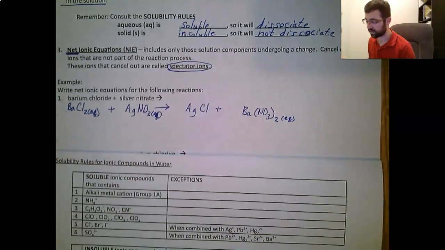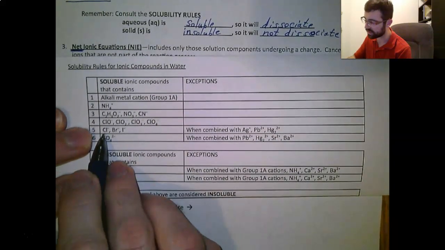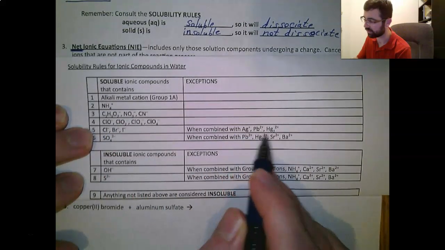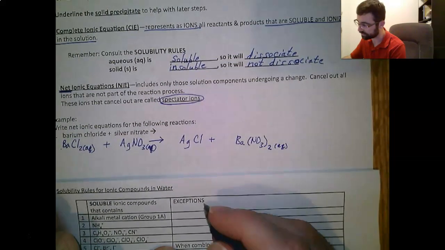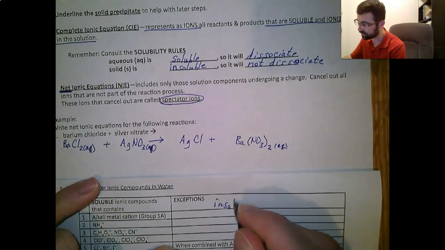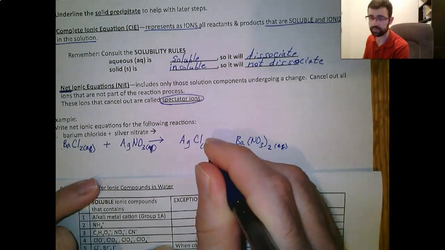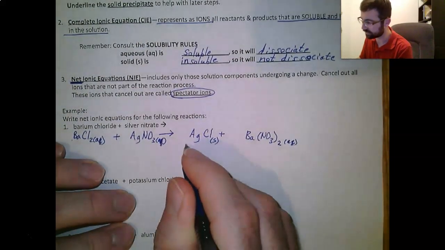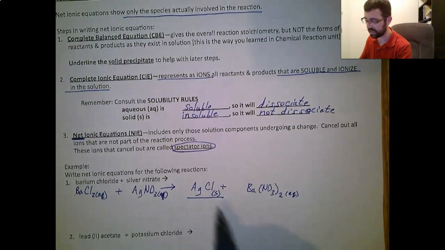Well, that leaves silver chloride, so let's find it. Chloride is soluble unless it's combined with silver, lead, or mercury. Well, this is silver chloride. It's insoluble because we had an exception. Insoluble, we're going to put solid. Okay, underline that. That's step 1. We just did step 1. We underlined our solid precipitate.